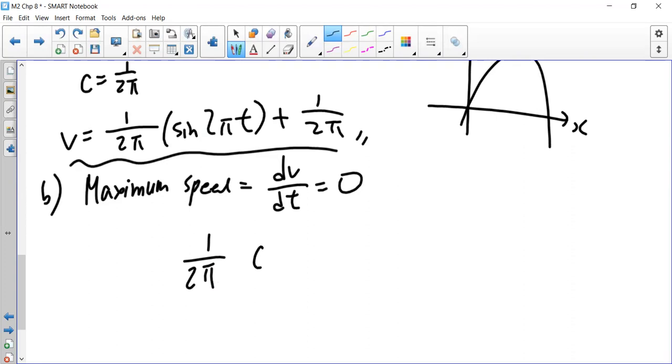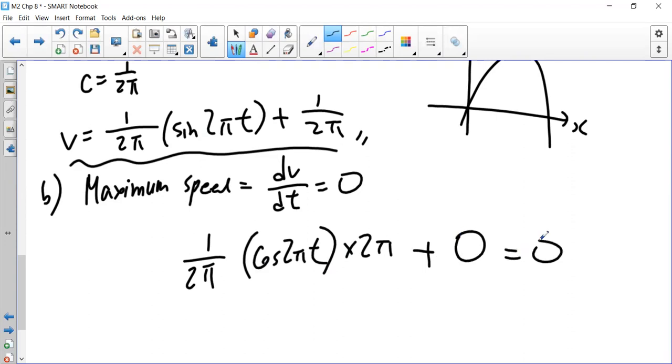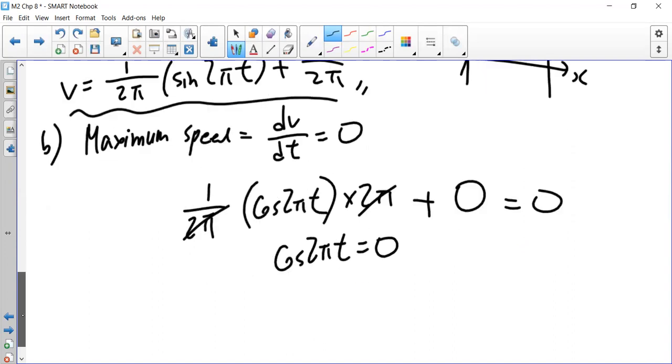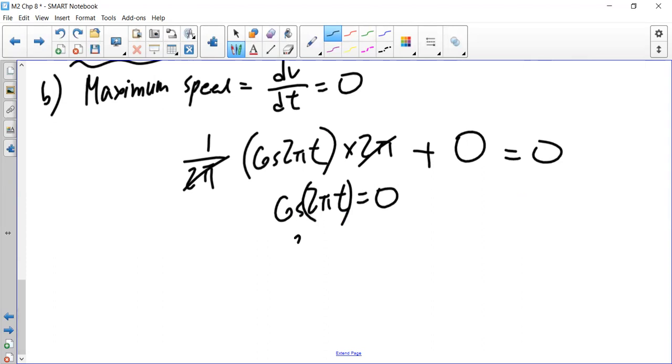Differentiate outside, that's cos 2 pi t. And then differentiate inside, the 2 pi t will give you 2 pi, times 2 pi. Plus differentiate 1 over 2 pi is 0. And that equals 0. 2 pi and 2 pi cancel out. So cos 2 pi t equals 0. I can inverse the cos, so 2 pi t equals inverse cos of 0. Inverse cos of 0 is pi over 2.